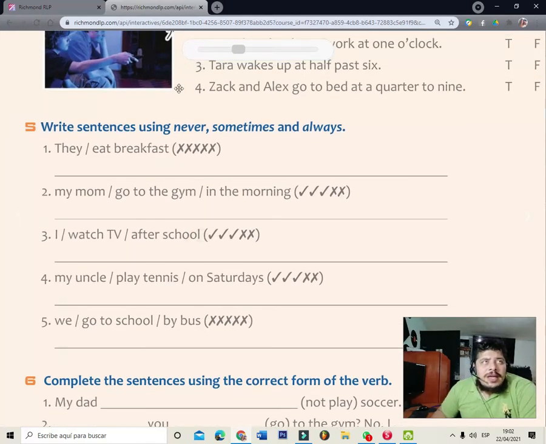Write sentences using never, sometimes, and always. So we have to pay attention here to how many times per week this activity is done. For example, if we have only an X, it means never, right? So they never eat breakfast. You will have to check all the parentheses to see the correct option: always, sometimes, and never.